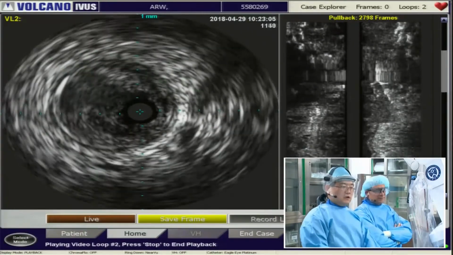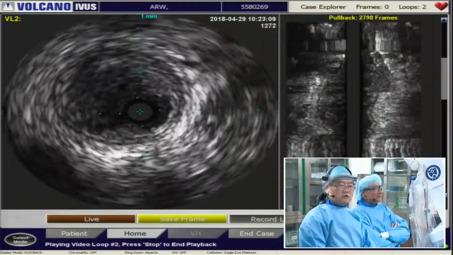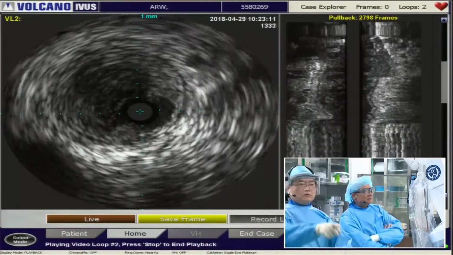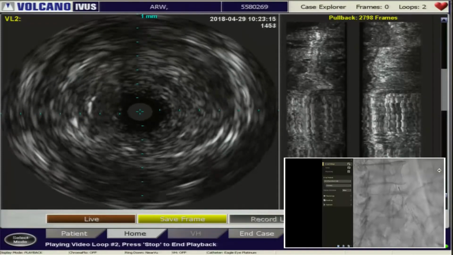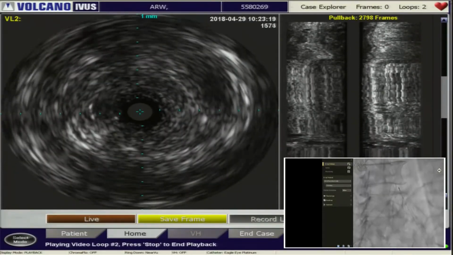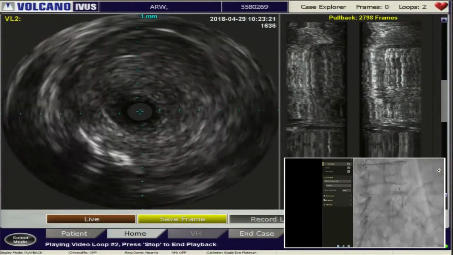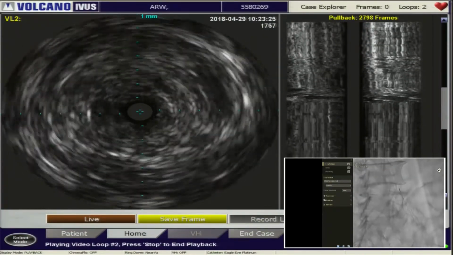But for live demonstrations, we check the IVUS for this stent, and then we provide it. So the stent area was not bad compared to the CT scan. It's a little widely opened, and not a severely compressed area.